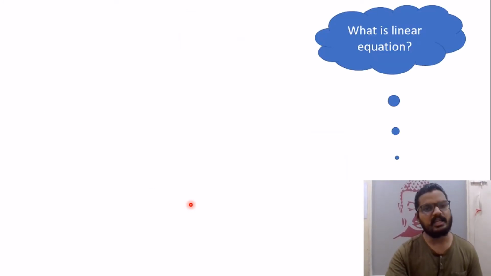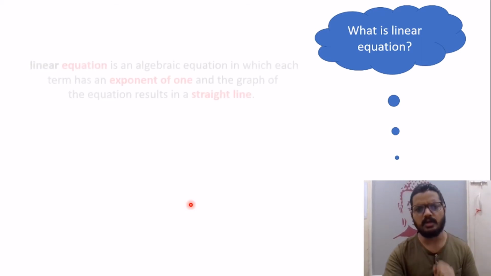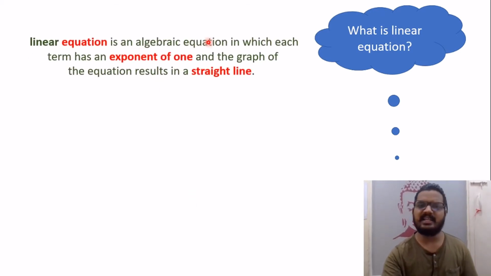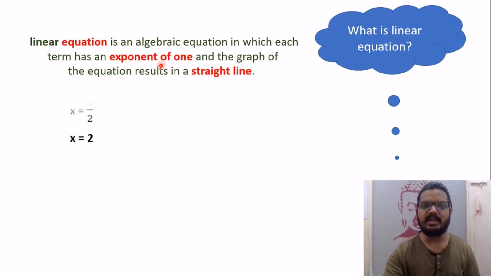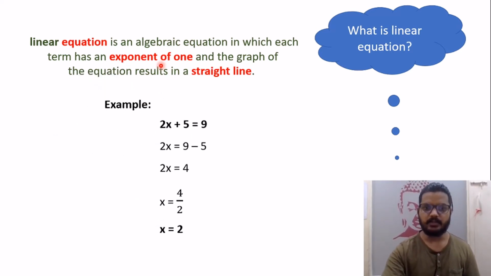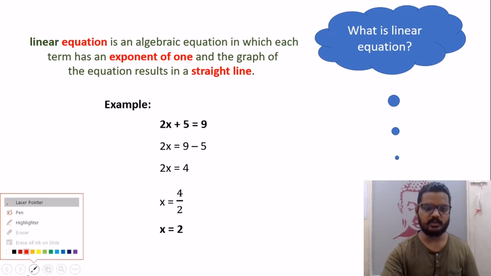So what is a linear equation? If I have to tell you in very simple words, a linear equation is an algebraic equation in which each term has an exponent of 1 and the graph of the equation results in a straight line. As you can observe, there are two important terms, exponent and graph. Now when we talk about an exponent, what is an exponent? Yes, students, you are correct. Exponent means the power.